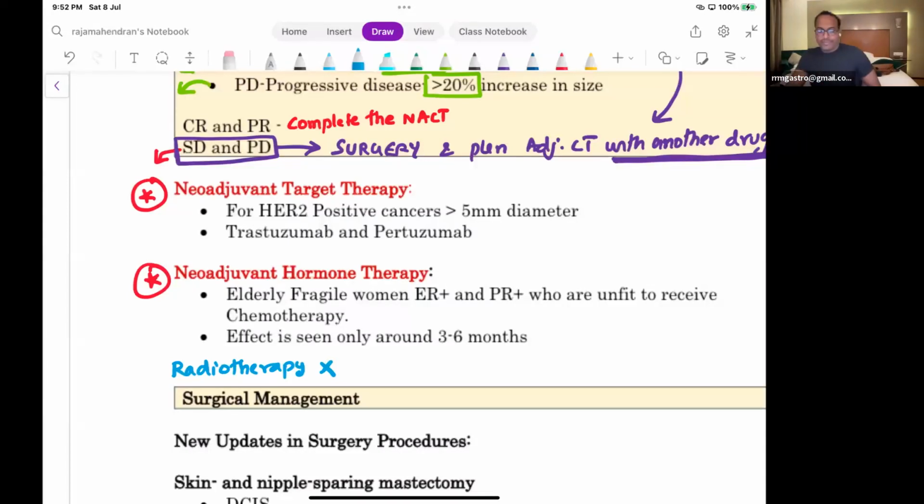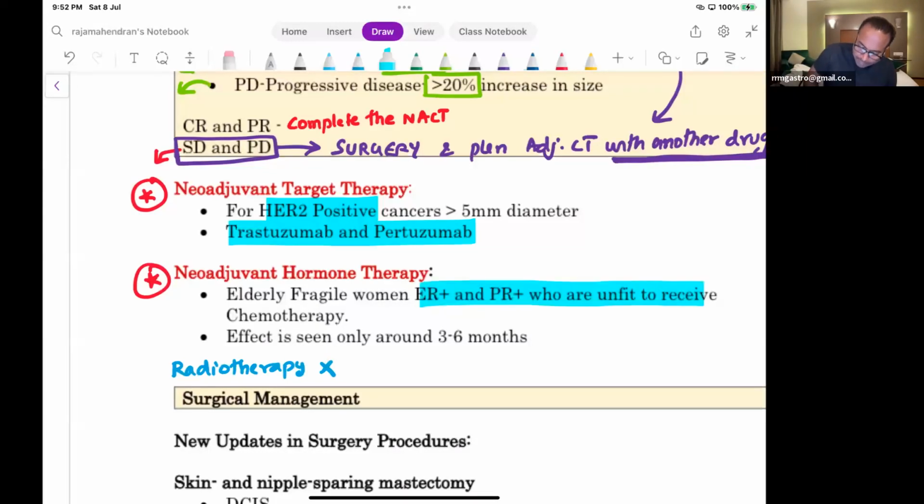So that is given for only 5 years. So we should give hormone therapy for 5 years. So radiotherapy கிடையாது. But neoadjuvant target therapy for HER2 positive cases, we will give trastuzumab and pertuzumab. And hormone therapy is given for very old fragile women who are unfit for chemotherapy. So a female patient இருக்காங்க, ரொம்ப வயசானவங்க, அவங்க கீமோதெரபிக்கே தாங்க மாட்டாங்க, அதனால அவங்களுக்கு hormone therapy. So radiotherapy கொடுக்கிறது இல்ல. So far it is not done, that's all.